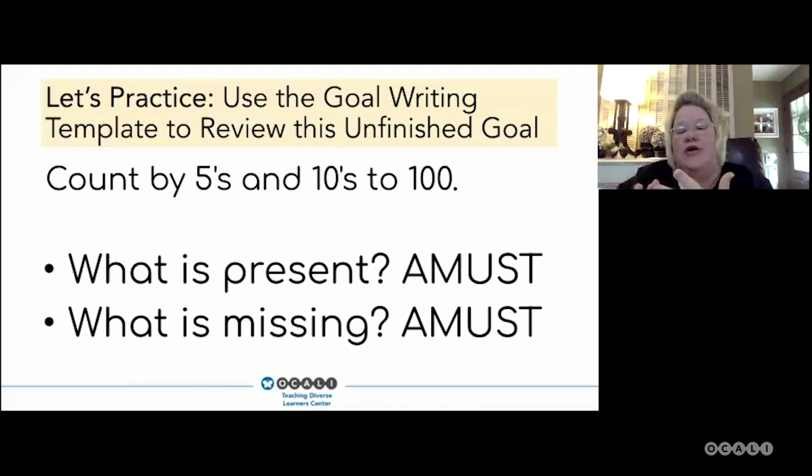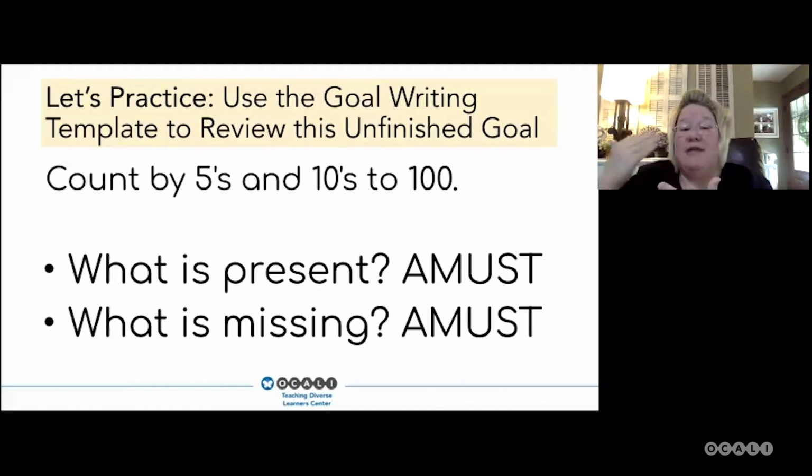What about the U, the usability of the verb, a measurable and observable verb? So in this specific case, count by 5s to 100. Count is our verb. And can we observe someone counting?